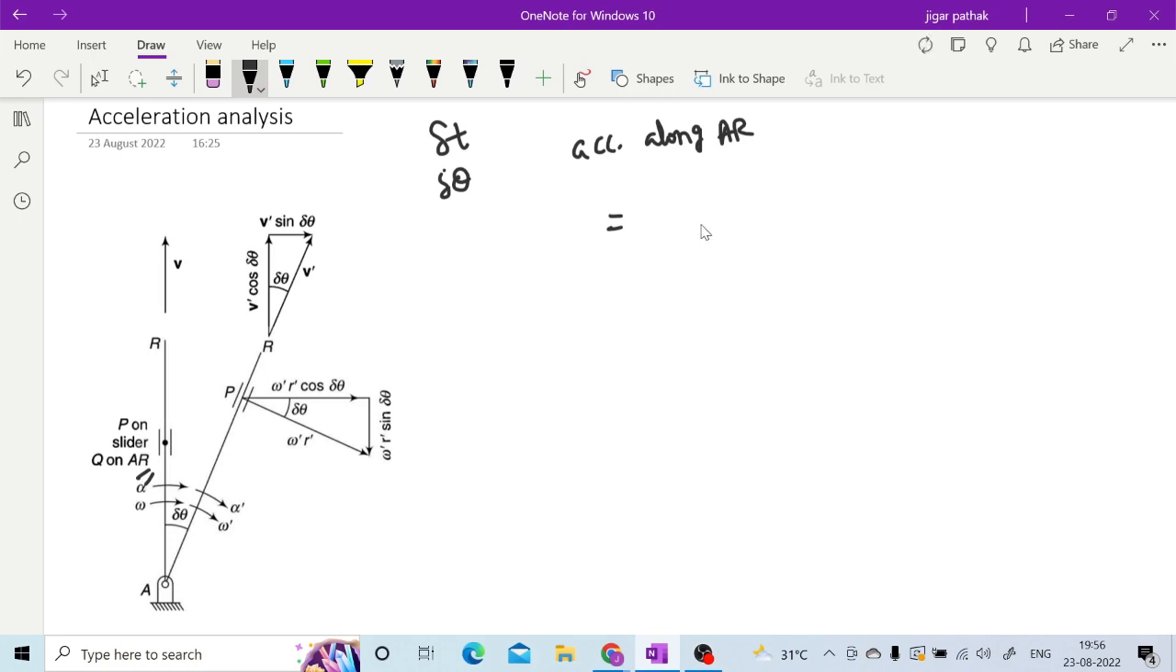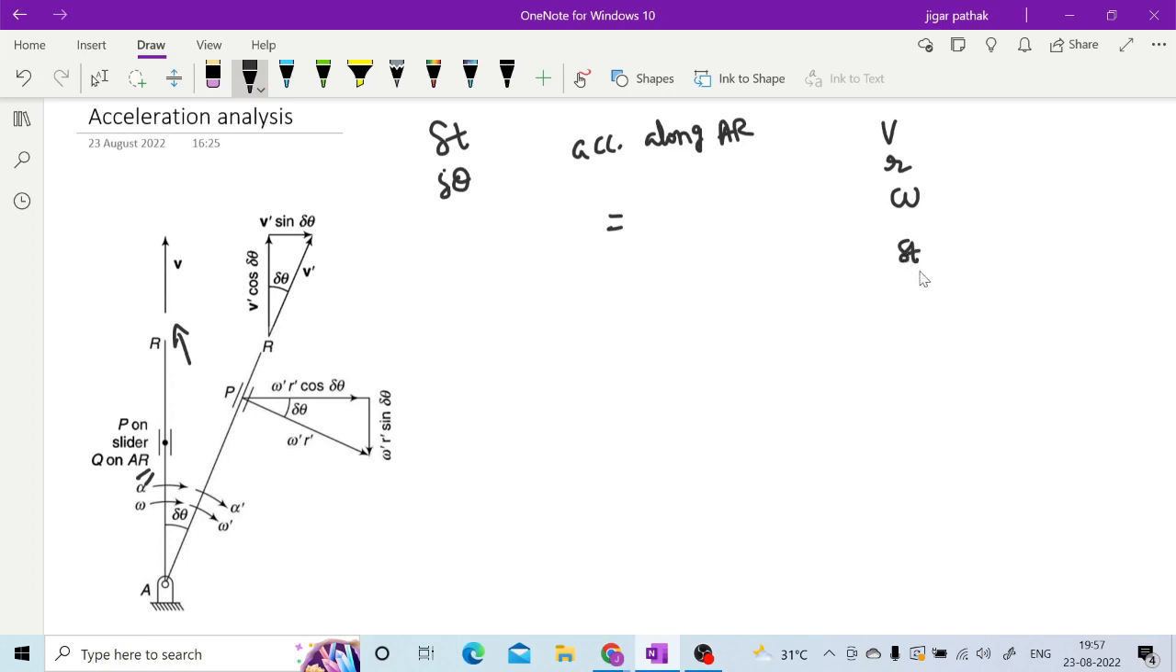So if you calculate it along AR, this direction, the vertical direction, you can see in this diagram that because of angular velocity and linear velocity you are having changes. So you have the initial velocity, initial distance r from this point A of your slider P, and this angular velocity omega. These are the initial parameters.